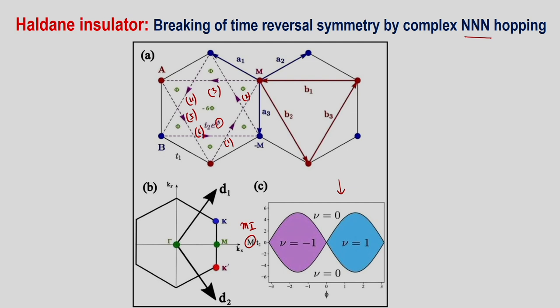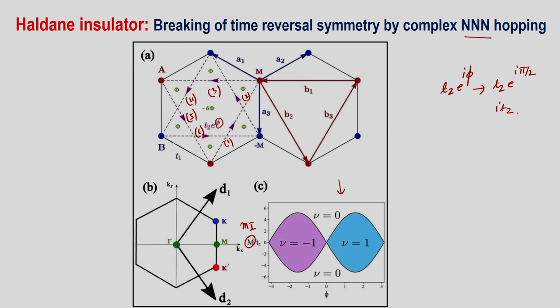And if you want to make these hoppings among the next nearest neighbors purely imaginary, you can take phi to be equal to pi by 2, because T2 e to the power i phi for phi equal to pi by 2 becomes T2 e to the power i pi by 2, which is nothing but i T2. So it is either i T2 or minus i T2, depending on the clockwise hopping or the anti-clockwise hopping. And that's the scenario that Haldane considered, which could in principle make graphene topological.